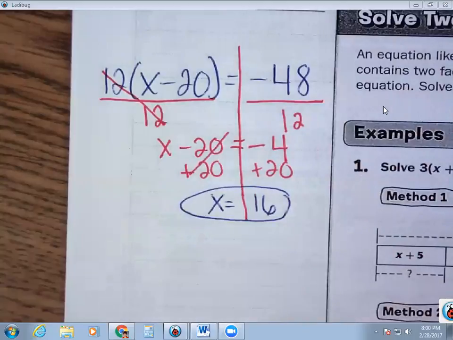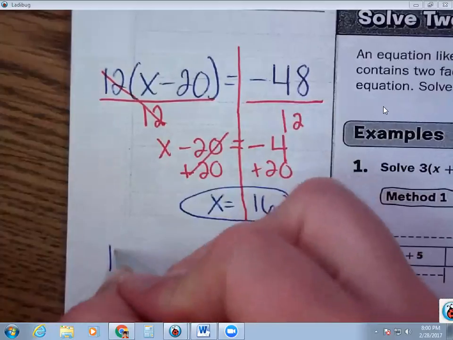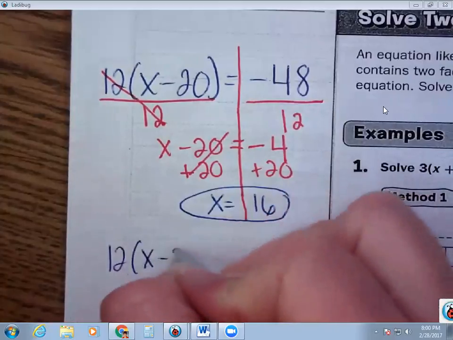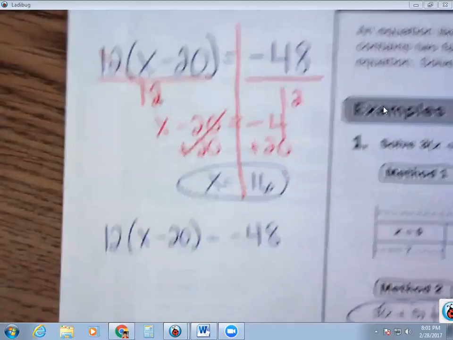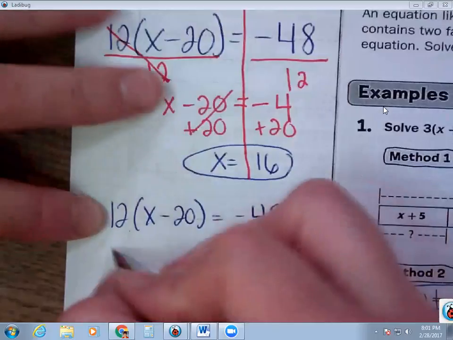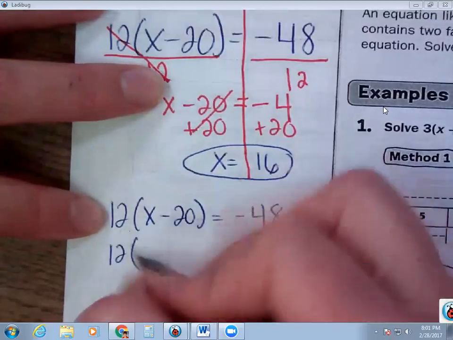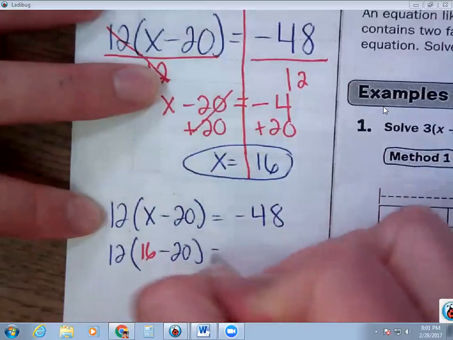So let's check this. If I have 12 times the quantity x minus 20 equals negative 48. I'm just writing out the whole thing because sometimes I get goofy. And now I'm going to replace it, okay? So 12 times the quantity, I have 16 minus 20 equals negative 48.